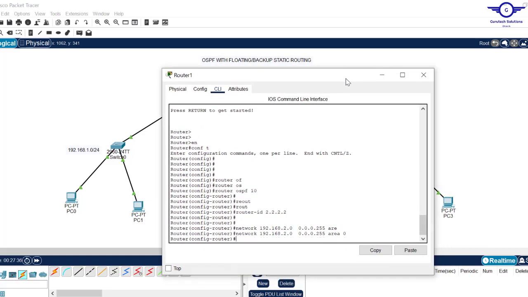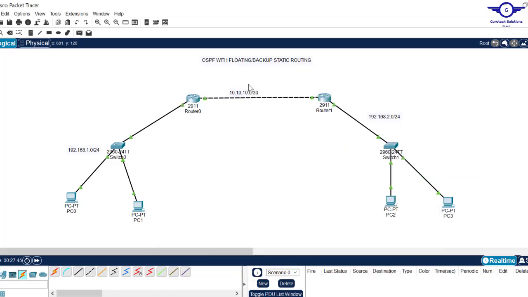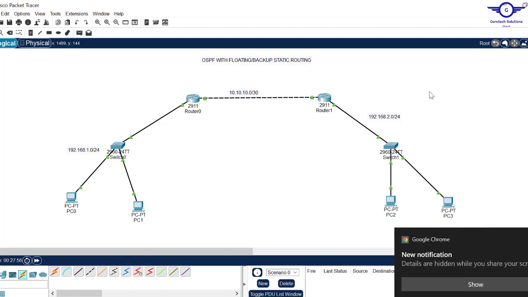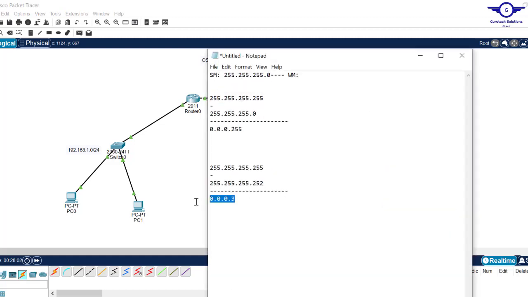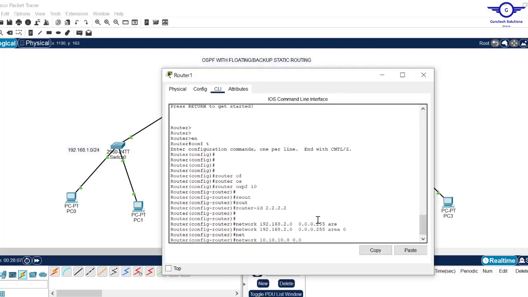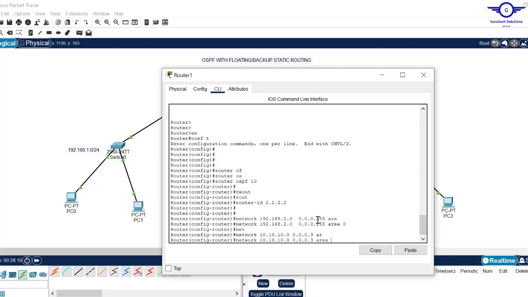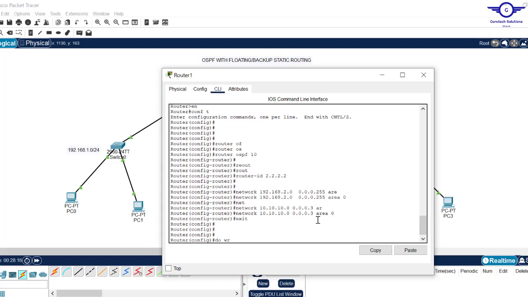Another network is 10.10.10.0 with the wildcard mask of this. A slash notation of 30 is equivalent to 255.255.255.252. So if you minus that one from the full 32-bit subnet mask, you'll get this value here, 0.0.0.3. That's the wildcard mask. So 0.0.0.3 area 0. Don't forget area 0. Exit.